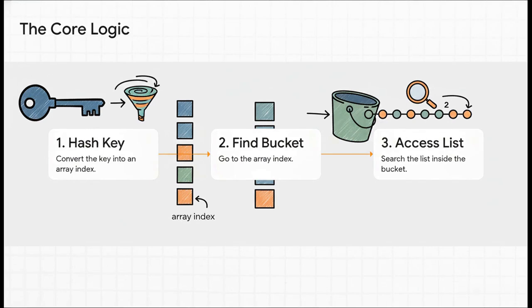So the whole process breaks down into 3 simple steps, every single time. First, you hash the key, which is just a fancy way of saying you run it through a quick calculation to get your bucket index. Second, you go to that bucket. And third, you just deal with a short little list you find inside.